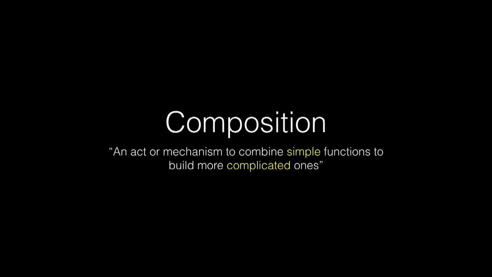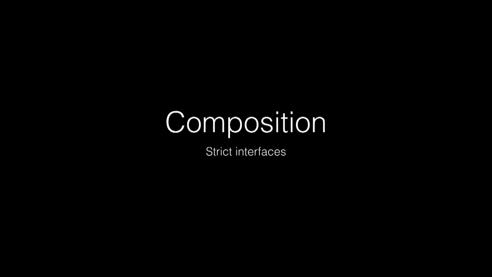The first one is composition. It's actually not really a functional programming concept, it's the concept of combining simple functions to create more complicated ones. And this is another example of managing complexity. If you have to think about the entire application in your head, you're not going to be able to figure out why it's behaving the way that it's behaving. And part of that in your toolbox is building strict interfaces.